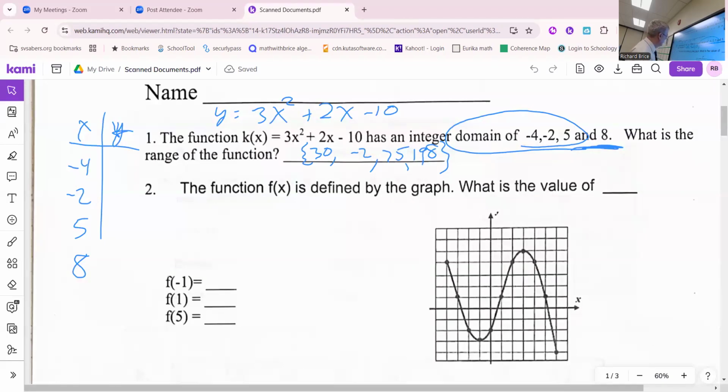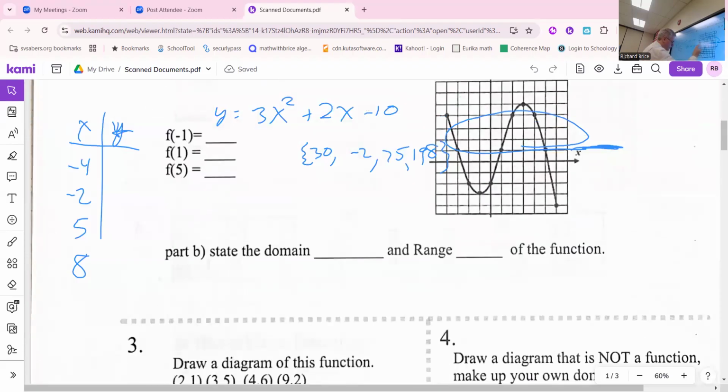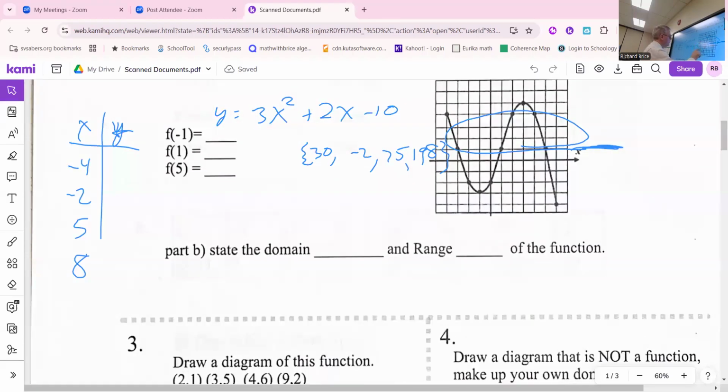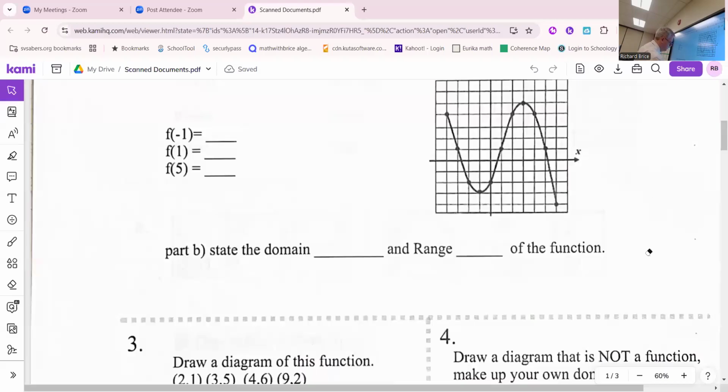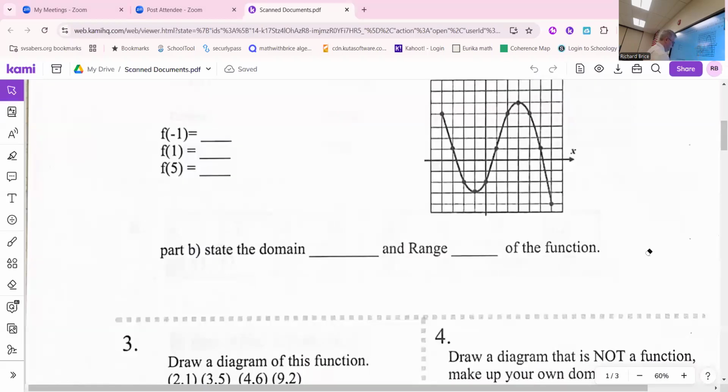Now, next question. The function f of x is defined by the graph below. What is the value of the function at -1? Okay, so let's try this again. F of -1, I go over to -1, and I find out that it's down 1, 2, 3, so that answer is -3.